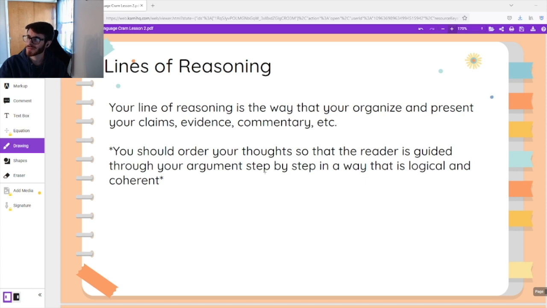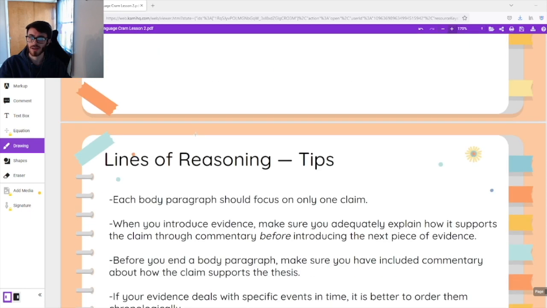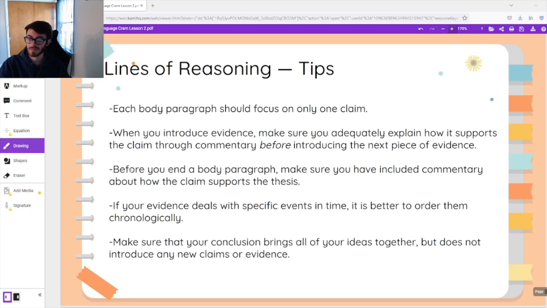Well, what does it mean, logical and coherent? How can I make sure I am ordering things in a logical and coherent manner? Well, here are some tips. Each body paragraph should focus on only one claim. We don't want to have multiple claims in a body paragraph. If we allow each body paragraph to focus on its own claim, and that's how we choose to separate our body paragraphs, we make sure that we are organizing our thoughts in a way that makes sense, right? This body paragraph is going to focus on this claim and all of the evidence and commentary related to that. This one, this claim, and the evidence and commentary related to it, and so on.